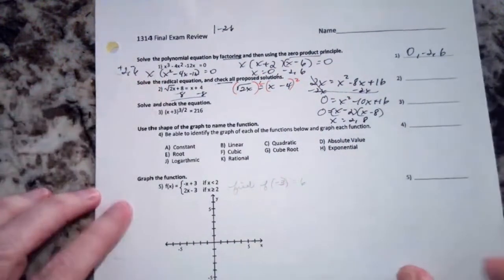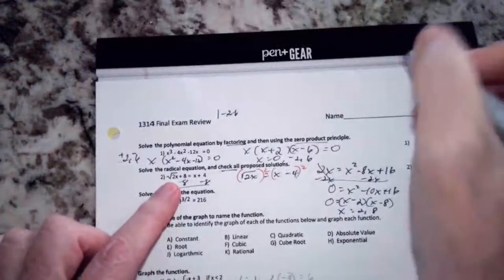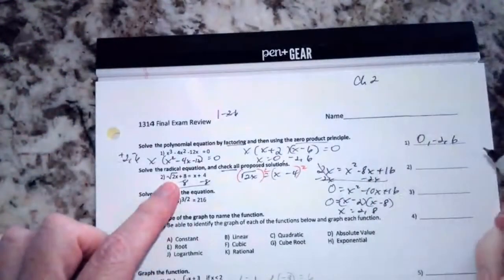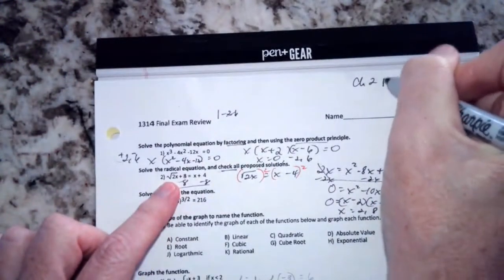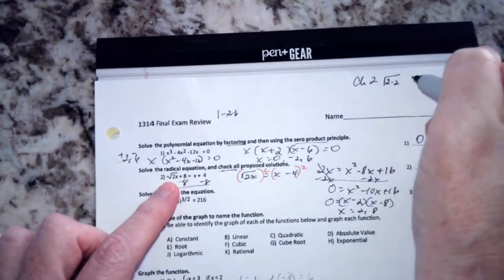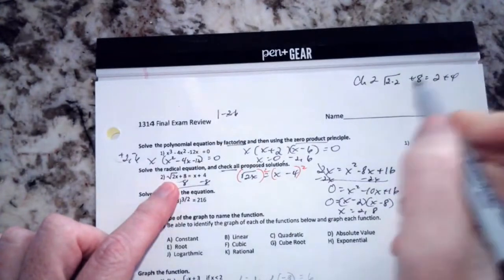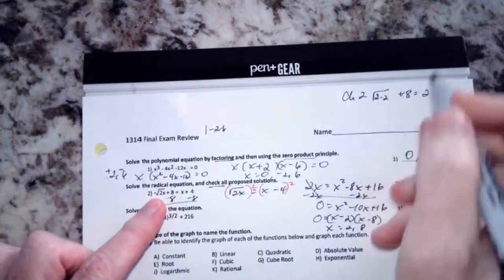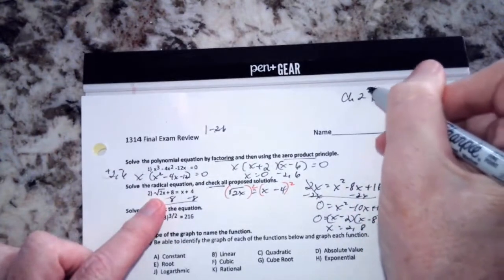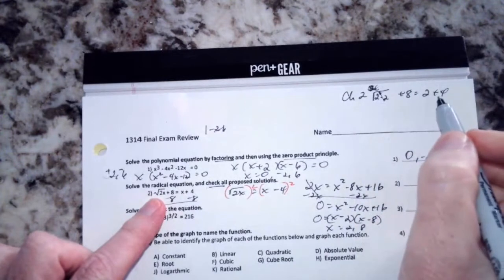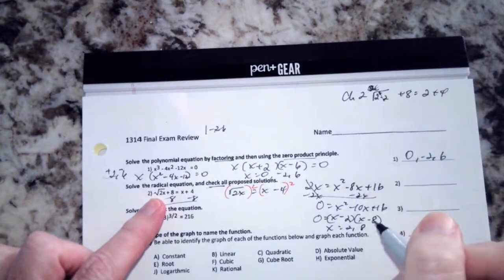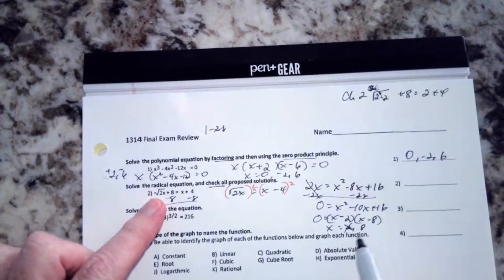I'm going to have to move over and check. I'll check them up here. Let's check those answers. Let's check 2 first. So we put it in there. 2 times 2 plus 8 equals 2 plus 4. So we get the square root of 4 is a 2. 2 plus 8 is 10. 2 plus 4 is 6. That doesn't check. So 2 will not work as an answer. I'm going to cancel that one out.